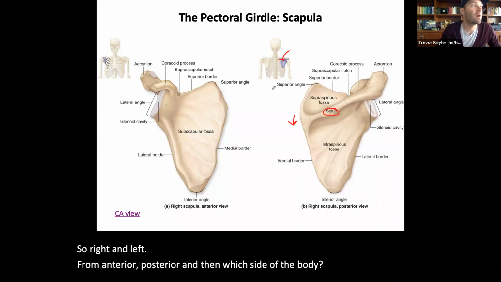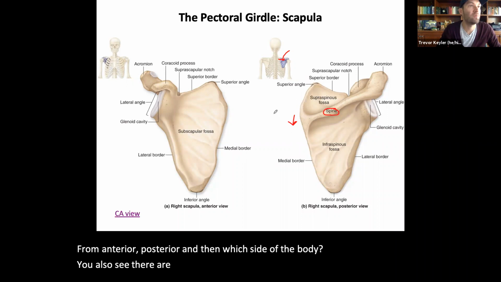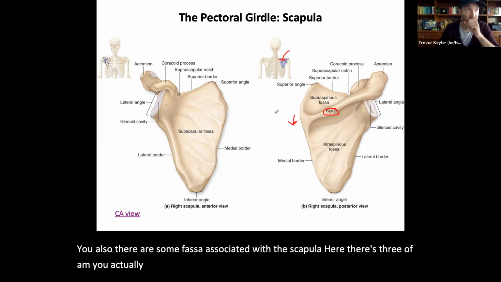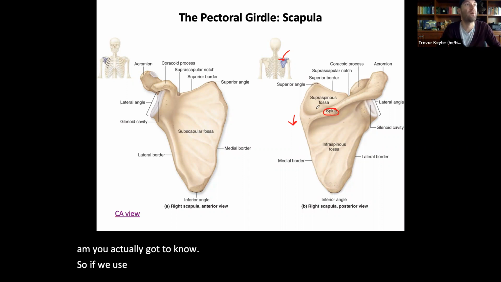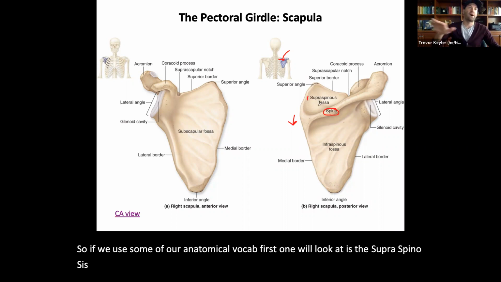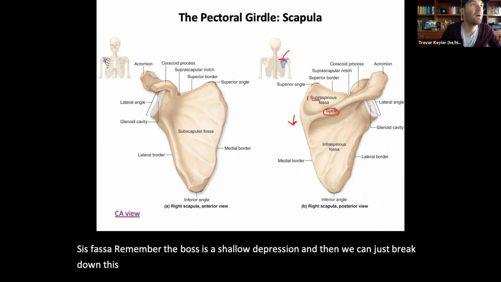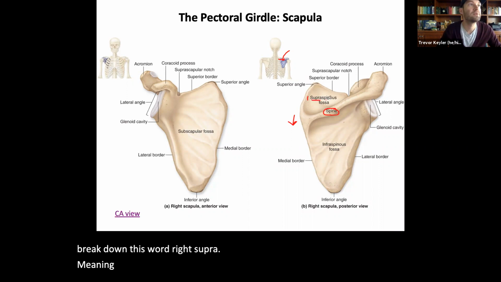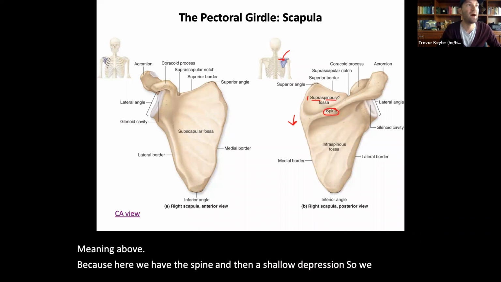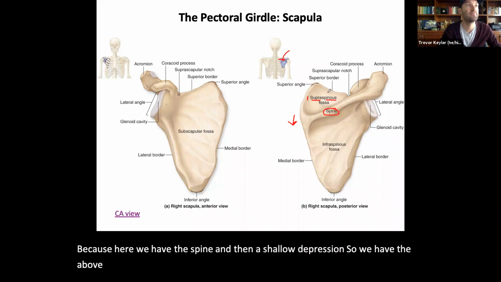You also see there are some fossa associated with the scapula here. There's 3 of them you actually got to know. So if we use some of our anatomical vocab, the first one we'll look at is the supraspinous fossa. Remember that a fossa is a shallow depression, and then we can just break down this word, right? Supra, meaning above, spinous, because here we have the spine, and then a shallow depression. So we have the above-the-spine shallow depression.